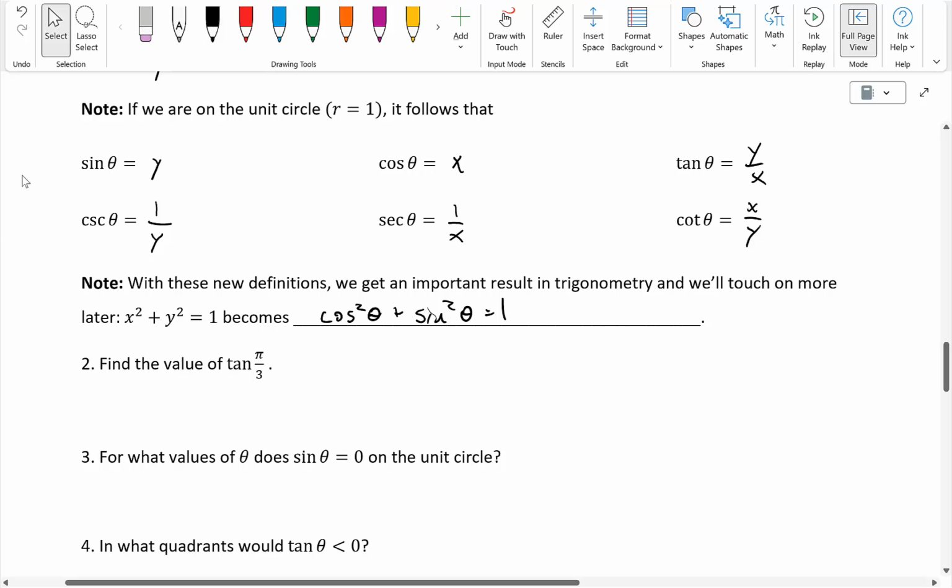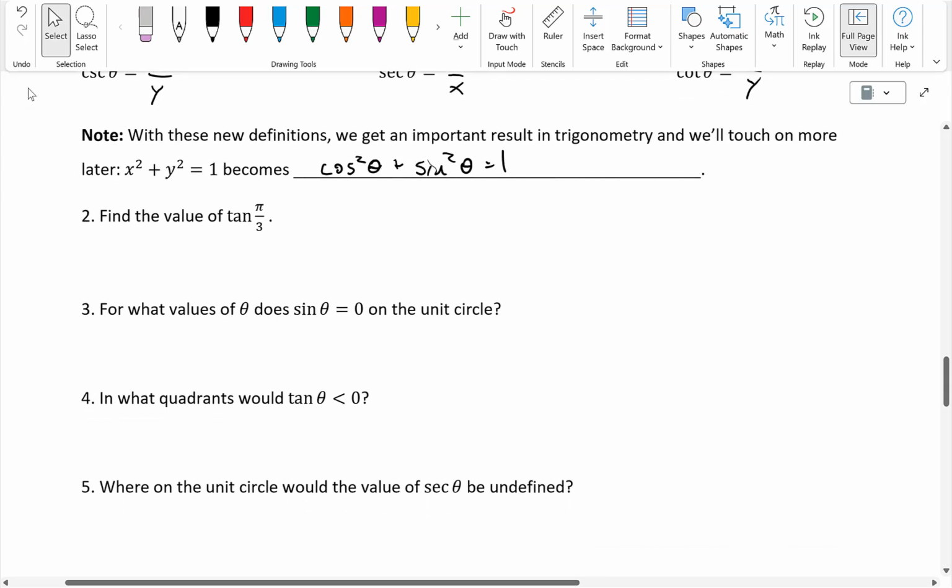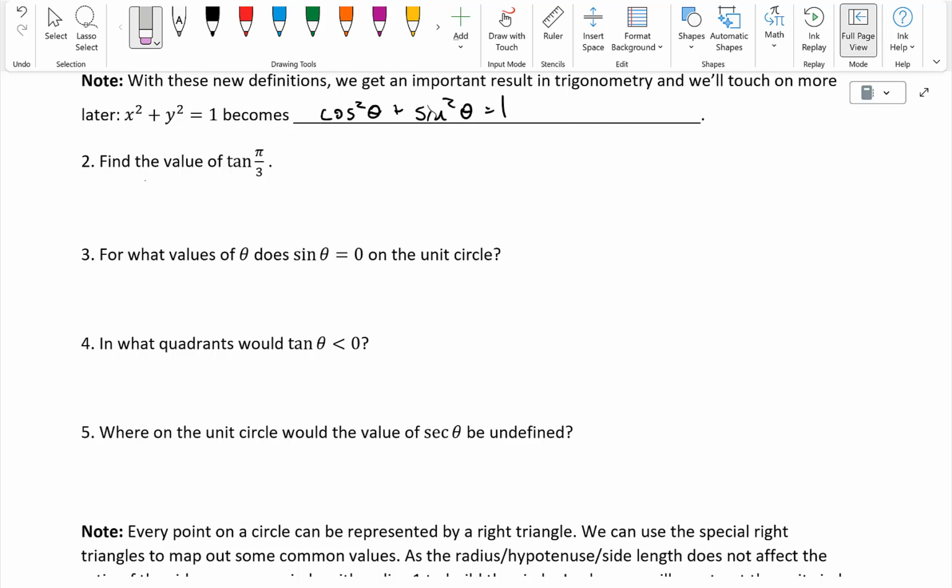But for now, we'll do a couple little problems to talk about the quadrants really of the circle, and then build more together in class. So for 2, we want to find the value of tan pi over 3. So we can draw a special right triangle with pi over 3 as our reference angle, and 90 degrees, which makes this pi over 6, or really our 30, 60, 90 again.